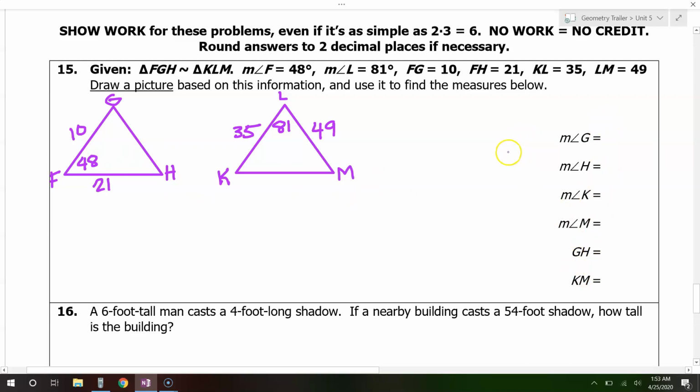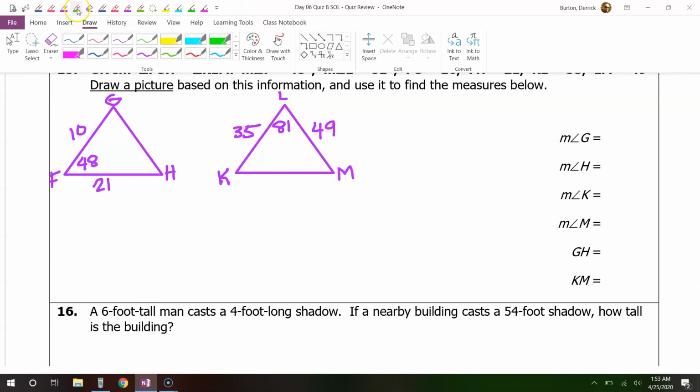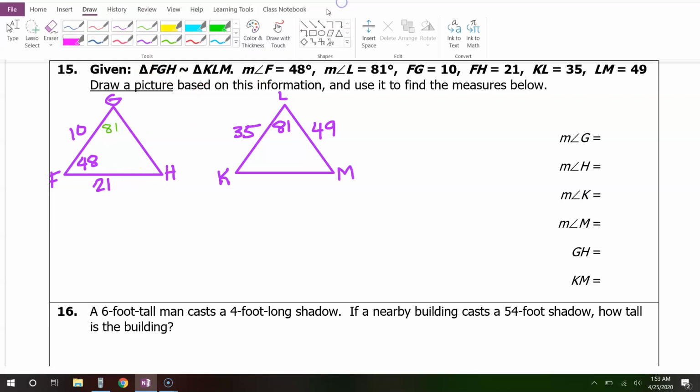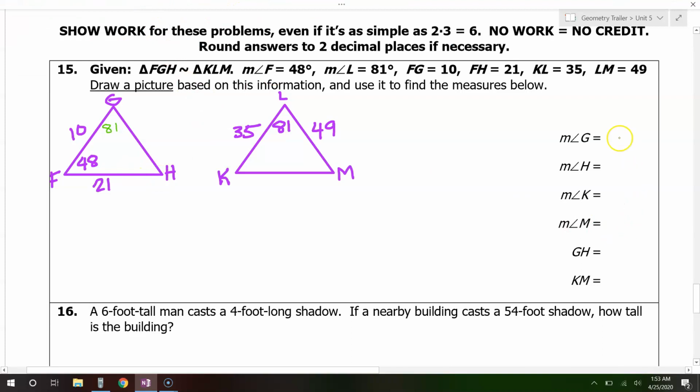Okay, first of all, the corresponding angles are all going to be congruent. So for example, I see that L is 81. So that tells me that G is also 81. So G is 81. Boom. I see that angle F is 48, which means that angle K is 48. So that is going to be 48 as well.